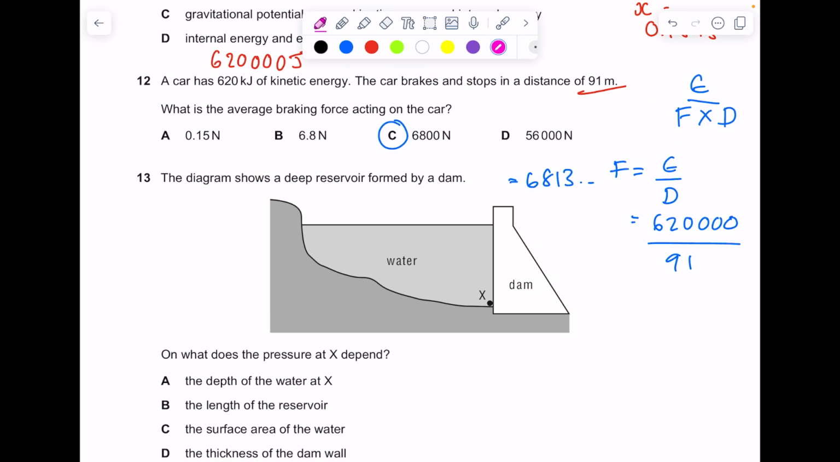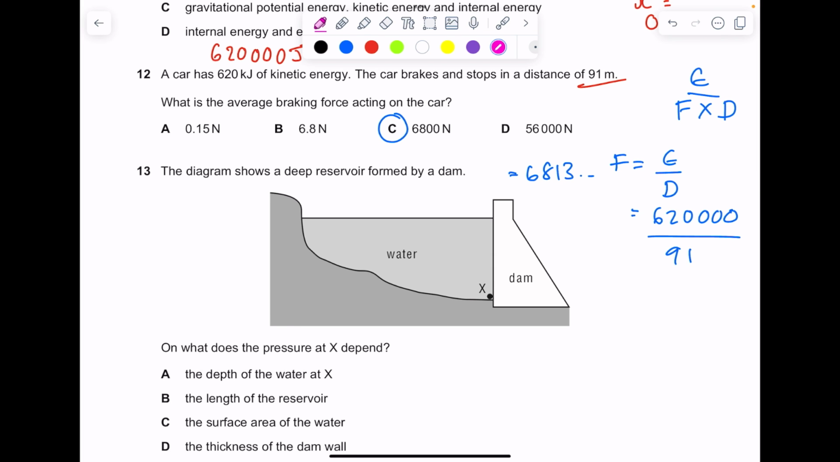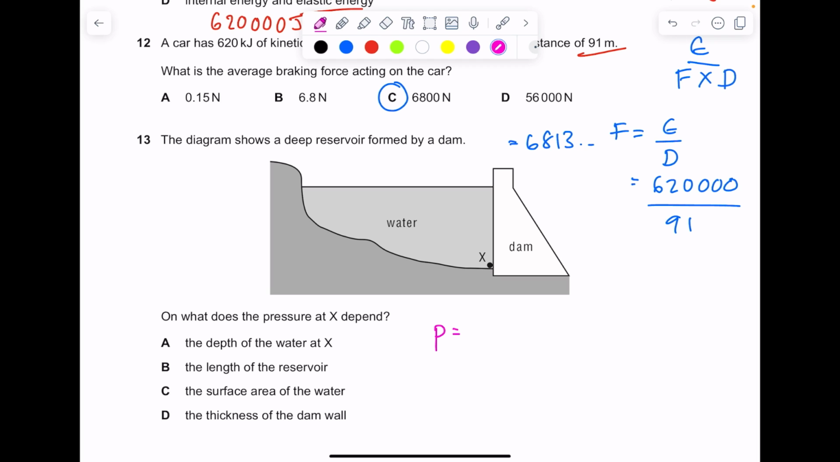The diagram shows a deep reservoir formed by a dam. On what does the pressure X depend? Remember, this equation states that pressure difference equals height times density times gravity, so the answer here is the depth of water.